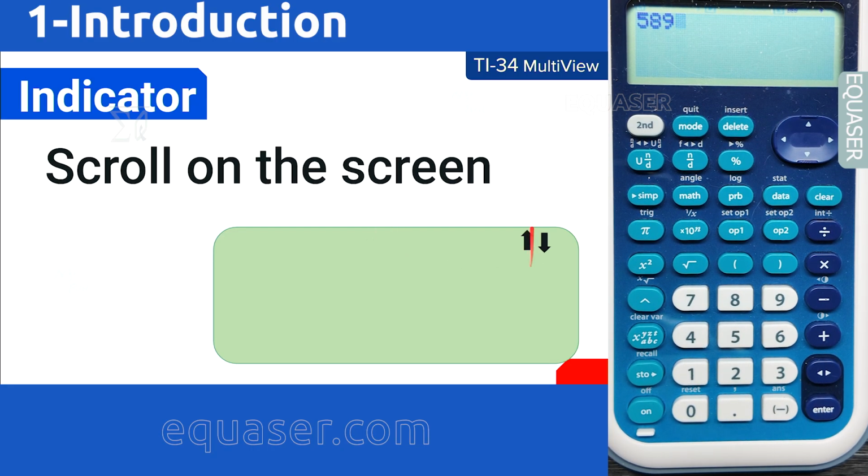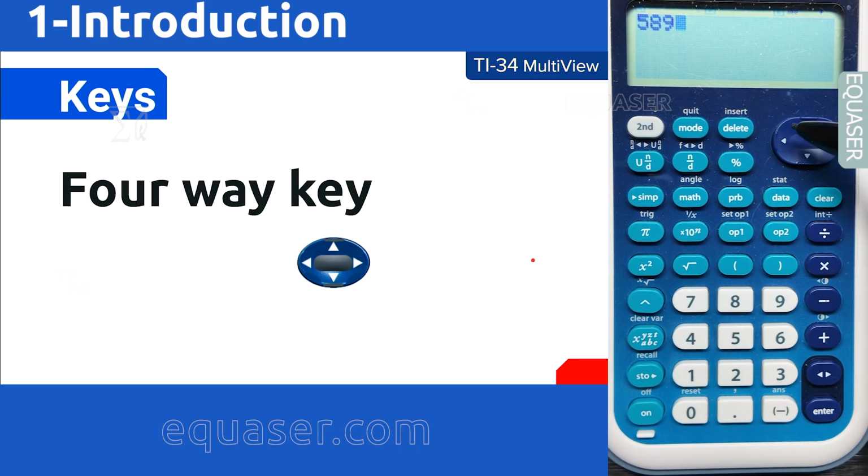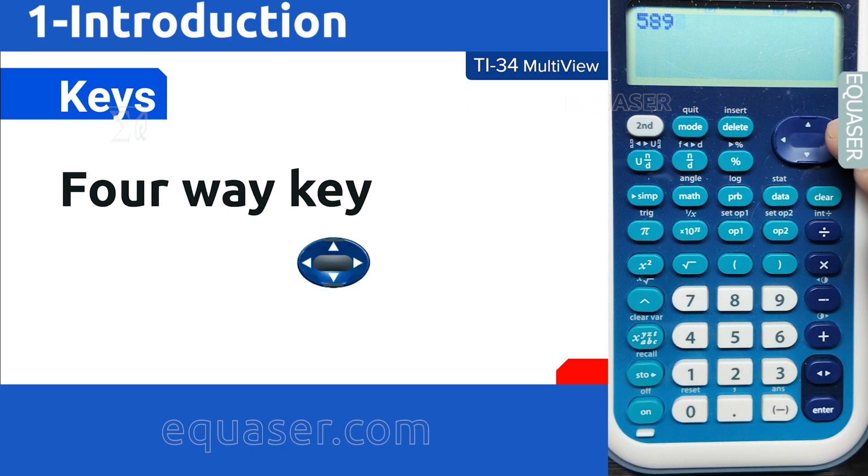If you see these 2 arrows on the screen, it means there is data available above this screen or below this screen. And the most important key is this 4-way key, with which we can scroll the screen, go up and down by line, and also left and right to select each character, or select certain options which we are going to see.